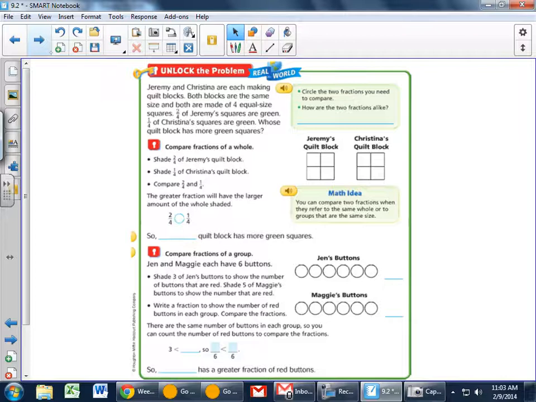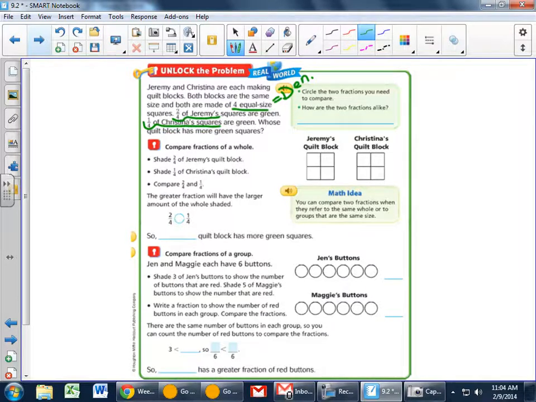Okay, looking at our lesson for today, we're comparing fractions with the same denominator, unlocking the problem real world. Jeremy and Christina are each making quilt blocks. Both blocks are the same size, and both are made of 4 equal squares. So we have 4 equal squares, so we know that that's going to tell us our denominator. 2/4 of Jeremy's squares are green, and 1/4 of Christina's squares are green. Whose quilt block has more green squares?